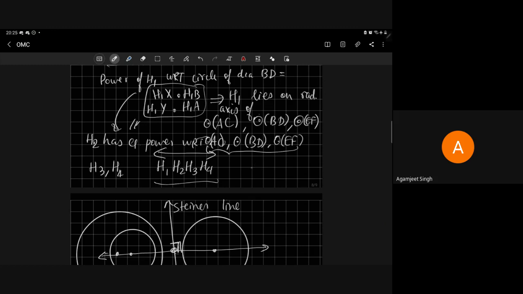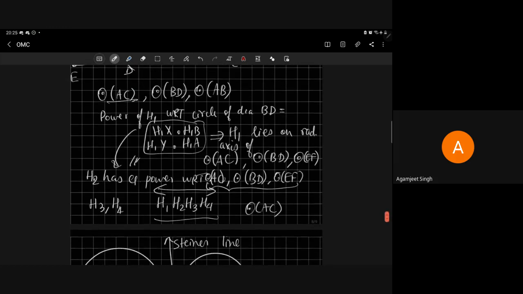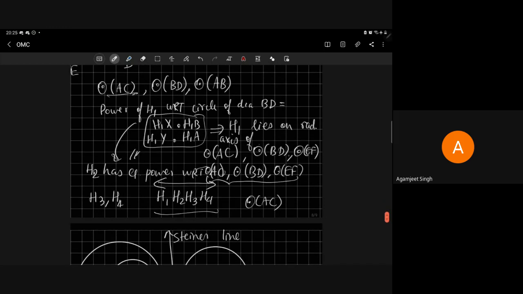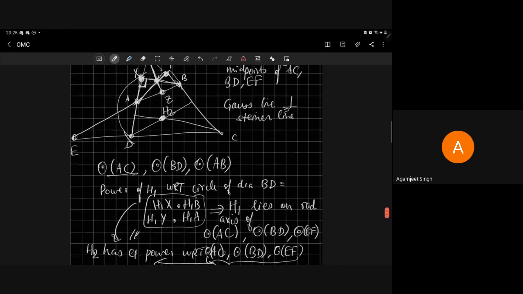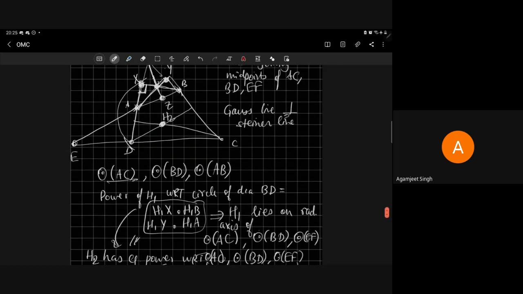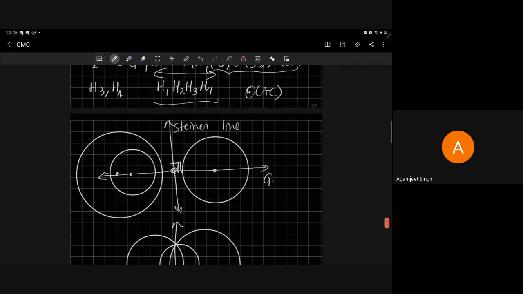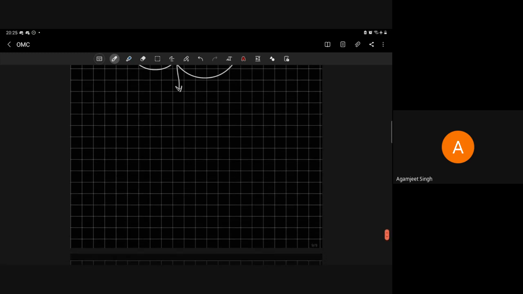The center of the circle with diameter AC is what? The midpoint of AC. So the centers of the circles with diameter AC, BD, and EF are the midpoints of AC, BD, and EF. And the line joining the centers is nothing but the Gauss line. So we have shown that the Gauss line is perpendicular to the Steiner line.